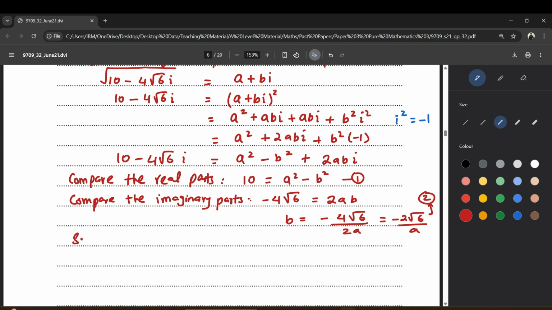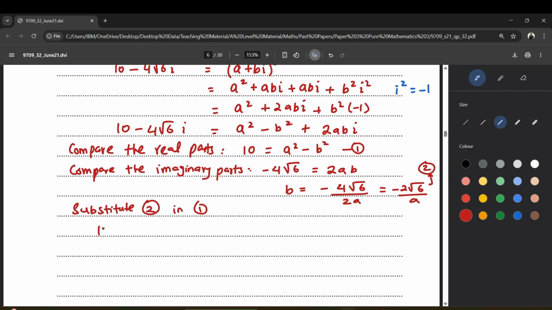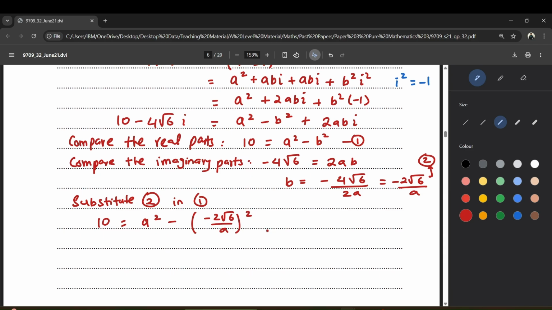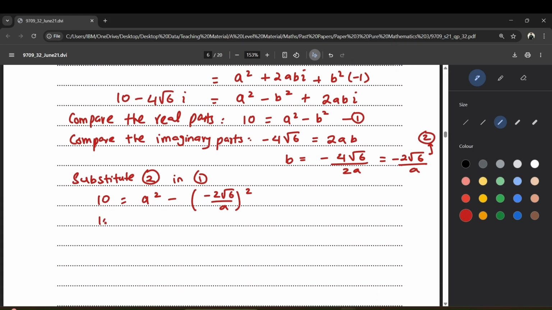All right, now what I'm going to do is substitute 2 in 1. Because now I've made b the subject, I'm going to substitute this equation into the first one. So 10 is equal to a square minus (minus 2 root 6 over a) whole square. Okay, that will be 10 equals a squared minus, so minus 2 root 6.